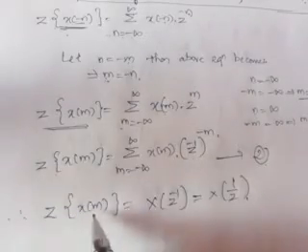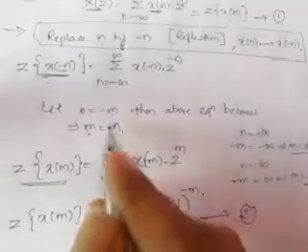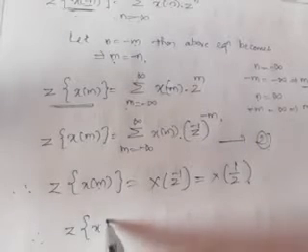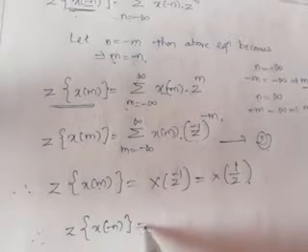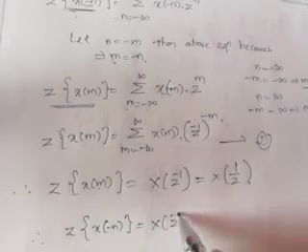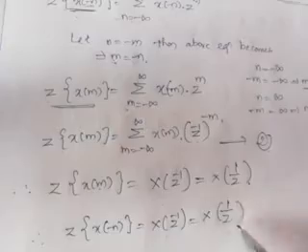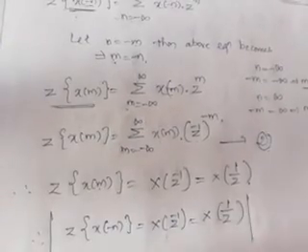Or we know m is what? m is minus n. Hence we can write the Z transform of x of minus n is equal to X of z to the power minus 1, or that is equal to X of 1 by z. Hence we proved.